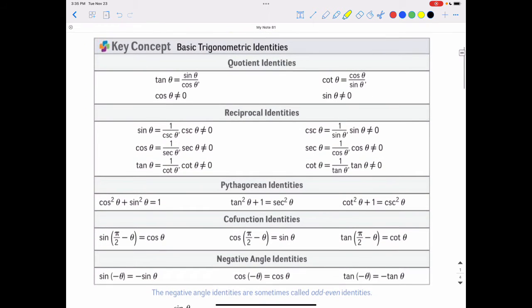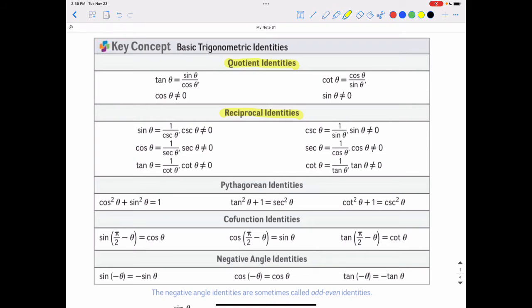So I'm not going to go through all these specifically, but do want to point out some of the very popular ones, particularly the quotient identities at the top. Tangent is sine divided by cosine, where cotangent is cosine divided by sine. Again, denominators cannot equal 0 in those situations. The reciprocal identities, we've already talked about in the previous lesson, how sine is the reciprocal of cosecant, and tangent and cotangent are reciprocals of each other.